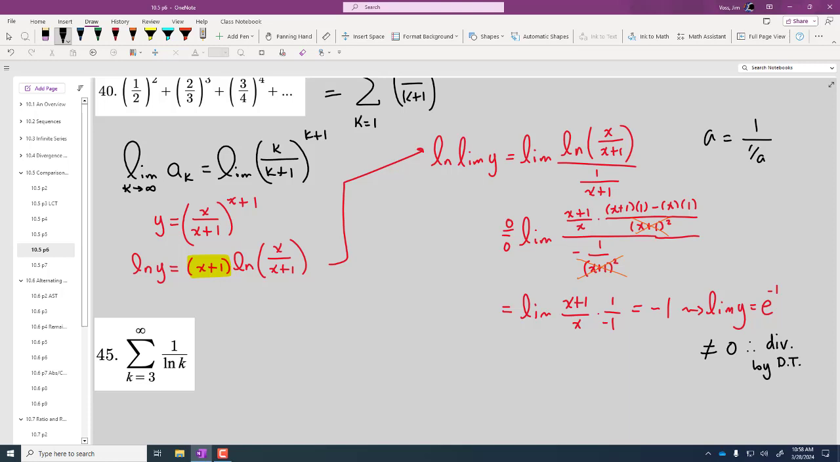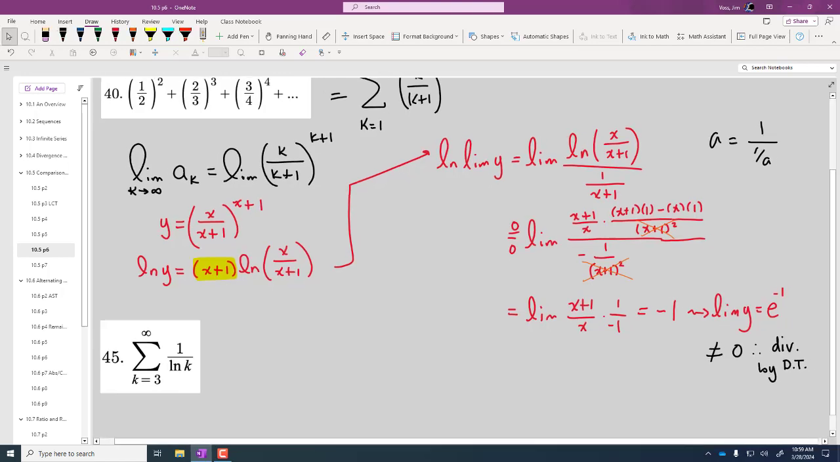The derivative of a log is 1 over the inside, which just means flip the inside. The derivative of a quotient, low d high minus high d low. And then this is just x plus 1 minus x. X plus 1 minus x is 1. And then we have to exponentiate both sides to undo that log. We get something that's not equal to 1, not equal to 0. So that tells us that we must have divergence.